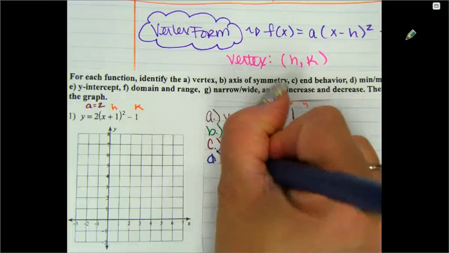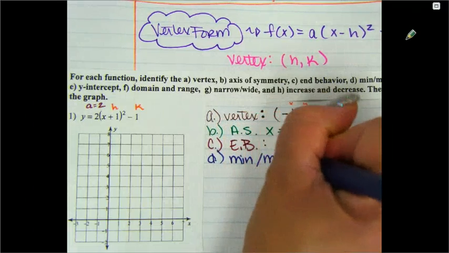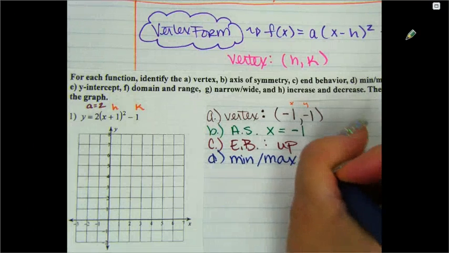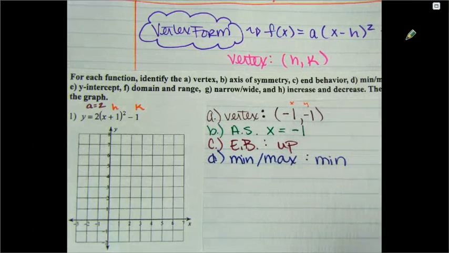Letter D. Is it a minimum or a maximum? Why? Because it's going up. Therefore, the turning point is at the bottom. Okay.